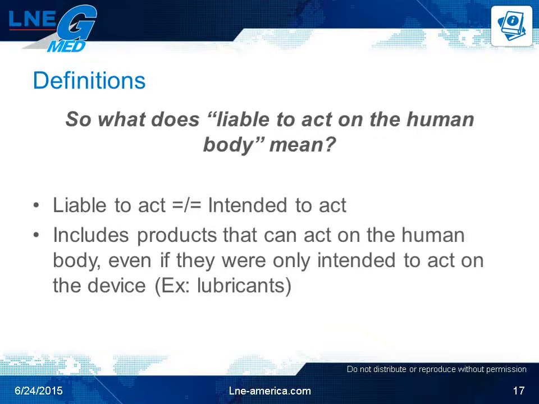To explain briefly, what does liable to act on a human body mean? Liable to act doesn't mean intended to act. The definition of liable is being likely to do or experience something, exposed to, sometimes unfavorable outcomes. For example, lubricants can be included in the device to help the device perform its function based on the intended use. The lubricant has been added to the device to act with an ancillary role. The lubricant can be in touch with the human body even if the lubricant is not intended to act on the human body.